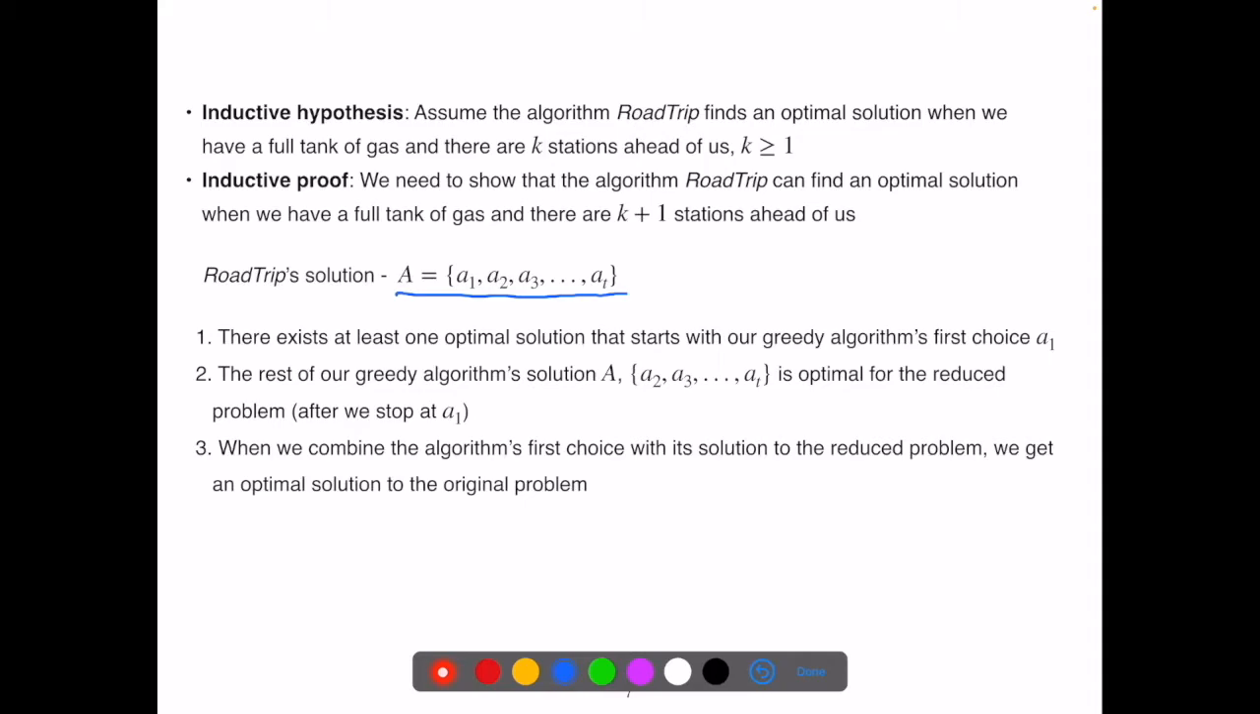First, we need to show that there exists at least one optimal solution that starts with our greedy algorithm's first choice A1. Second, the rest of our greedy algorithm solution, from A2, A3 to AT, is optimal for the reduced problem after we stop at A1. Third, when we combine the algorithm's first choice, A1, with its solution to the reduced problem, that'll be the rest of them, we get an optimal solution to the original problem.